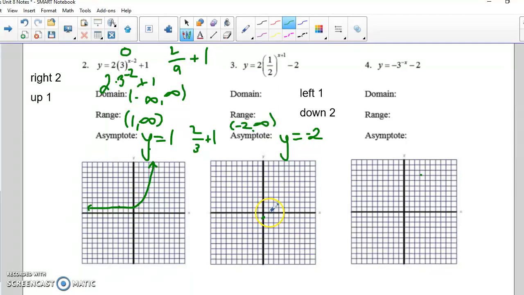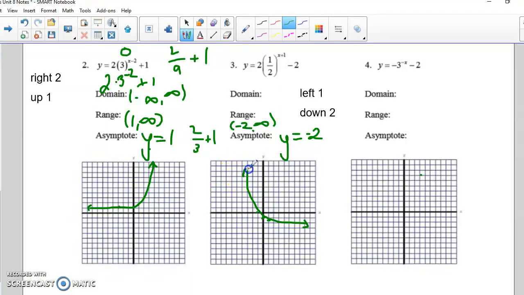What happens when I plug in 1, and what happens when I plug in -1? If I plug in 1, I get 2 times 1/2 squared minus 2. So it's 2 times 1/4, which is 1/2, minus 2 would be -1.5. Then when I plug in -1, I get 2 times 1/2 to the 0th power, which is 1, so 2 times 1 minus 2 would be 0. And I know that this is never going to cross the line y equals -2, and it's an exponential function, so I can complete my graph.